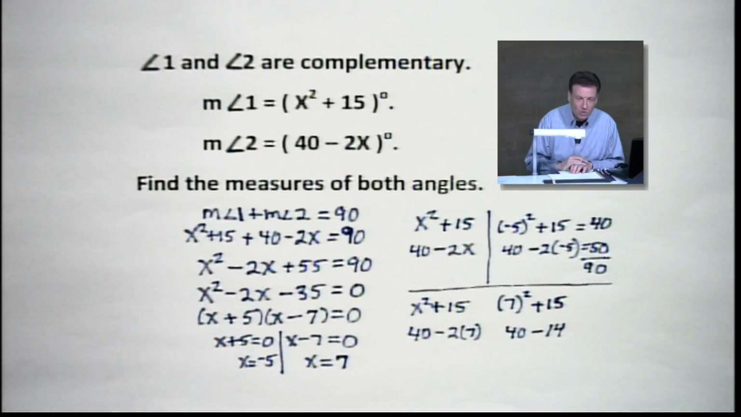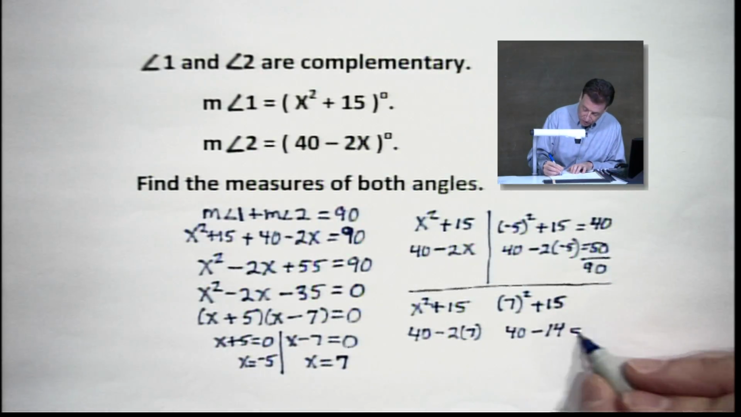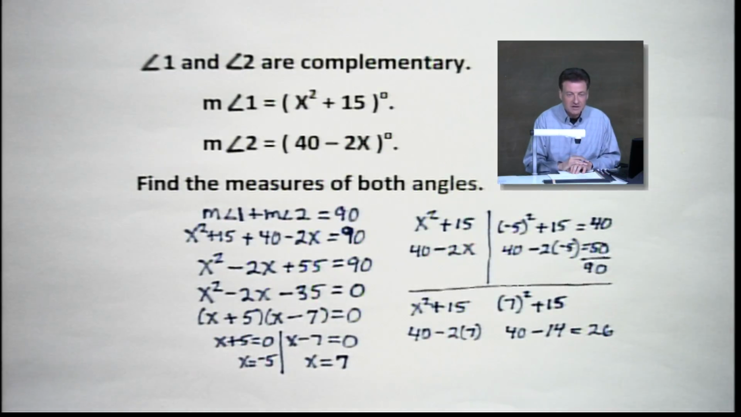2 times 7, 14. And I believe we're going to have 26. All right, think about your money. I can do that in my head. I can think about money really all day long. It's kind of nice, isn't it?